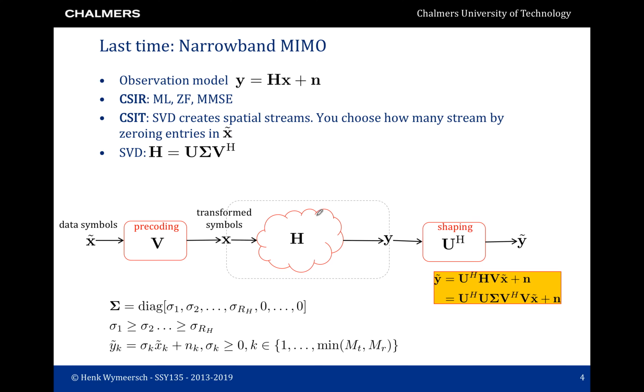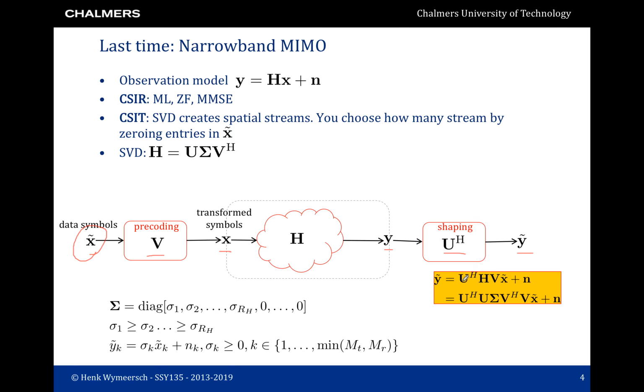The figure below shows how we use the SVD. What we do is we take our data symbols, x tilde, and we precode them with V. This then gives us the signals that we will transmit over the channel. We apply them to the channel H, we receive an observation Y, and then we apply a so-called shaping transformation to have our final observation, Y tilde.